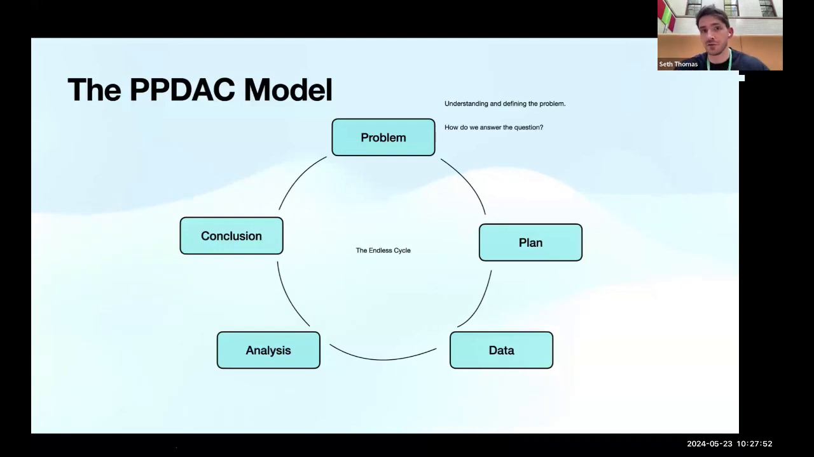And now there's a model that helps us do that. It's the PPDAC model. This stands for problem, plan, data, analysis, conclusion. We're going to go through each of these in turn. We'll start with the problem, and it's about understanding and defining the problem. You're thinking about how we answer the question at hand.